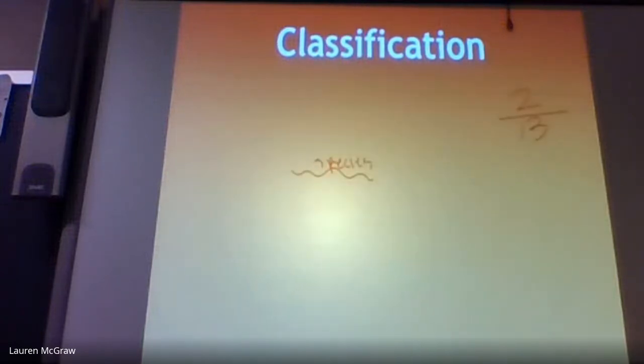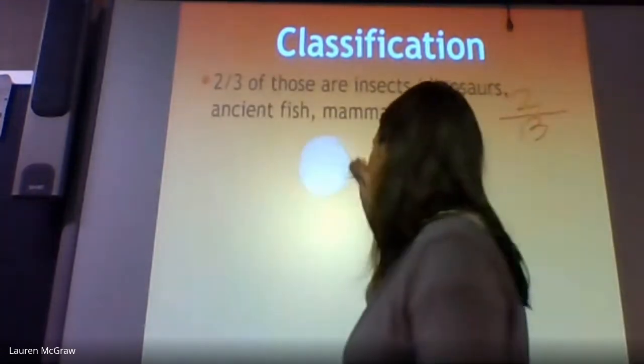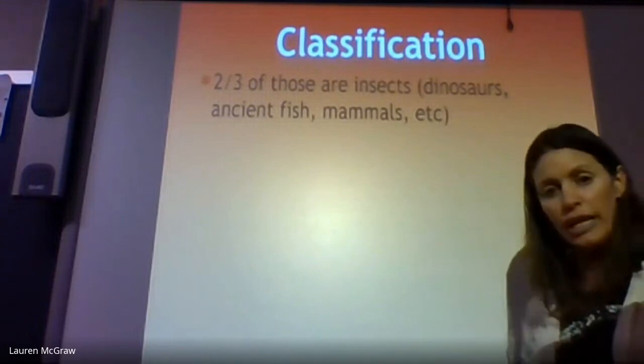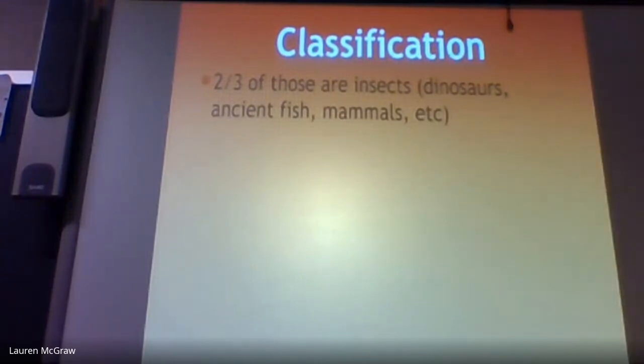1.75 million. Okay, of that guy, 2/3 of those are insects. So of the 1.75 million, it's a big number, 2/3 of that, which is over a million, over a million of those species are insects.